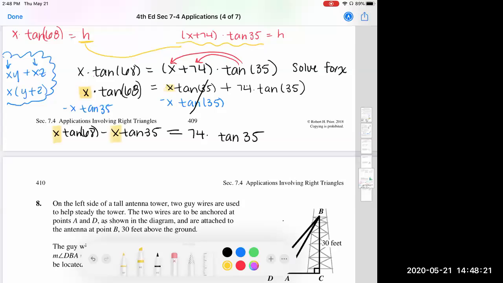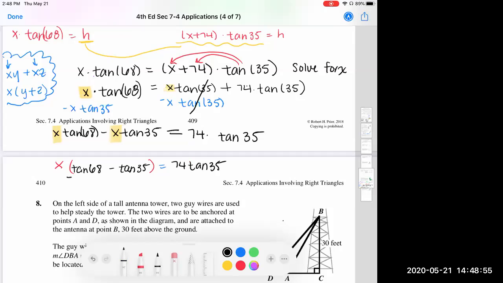Let's factor them. If we do, we're left with x times what's left over. Tangent of 68 minus tangent of 35. And it's not something I can subtract. It's a decimal number in disguise. Think of it that way. Is equal to 74 times tangent of 35.